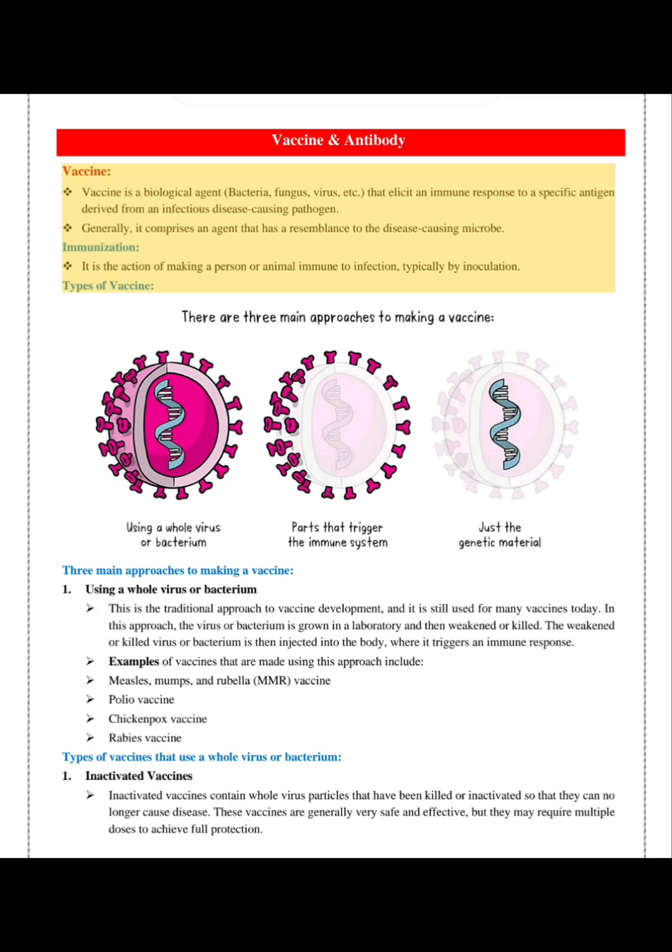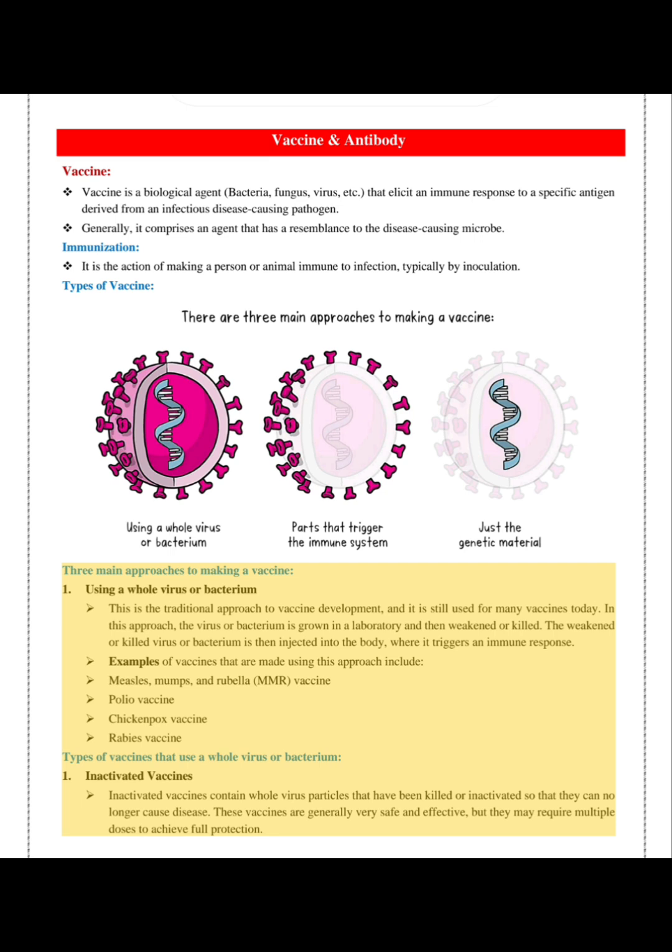Types of vaccine. Three main approaches to making a vaccine. 1. Using a whole virus or bacterium. This is the traditional approach to vaccine development, and it is still used for many vaccines today. In this approach, the virus or bacterium is grown in a laboratory and then weakened or killed. The weakened or killed virus or bacterium is then injected into the body, where it triggers an immune response.